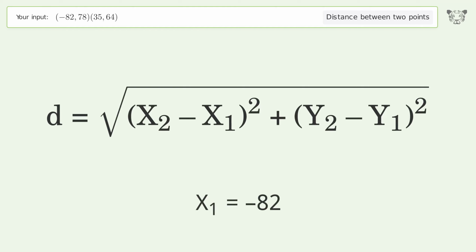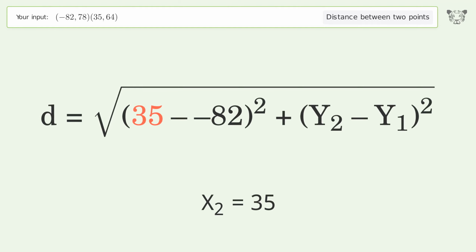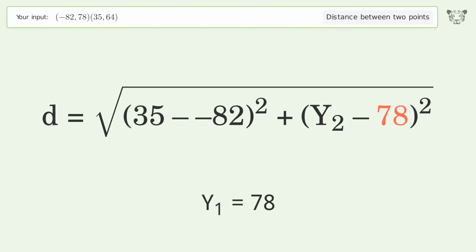x1 equals -82. x2 equals 35. y1 equals 78. y2 equals 64.